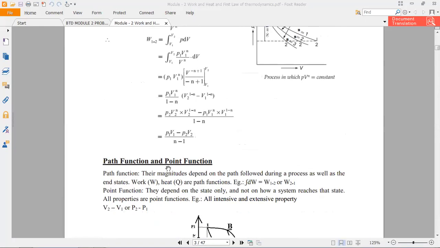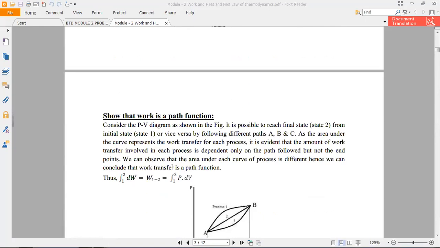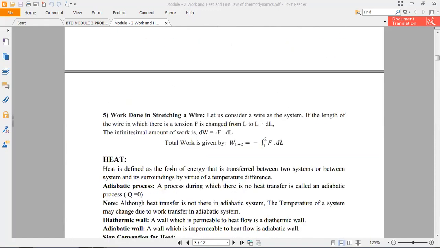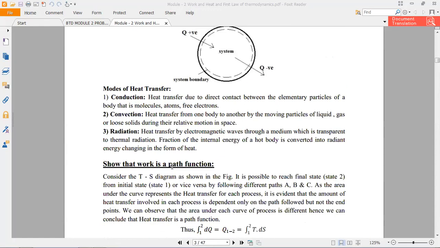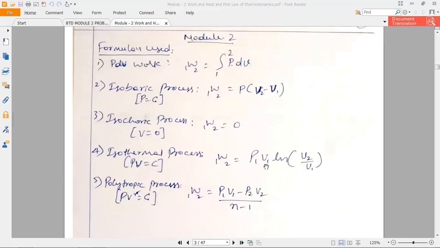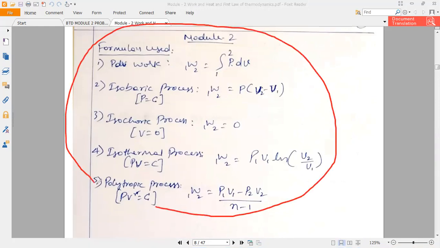Next, we studied path functions and point functions, and showed that work is a path function, along with other modes of work transfer. All these things are over, and the heat transfer, this is over. Now the next part is the problem part. Okay, these are the common equations. These are the equations we use to solve the problems. Only these equations we are using to solve the problems. You should know all the equations.